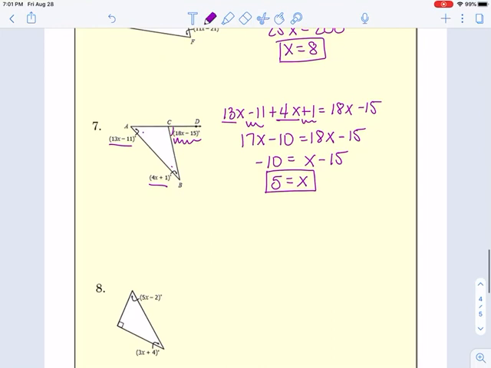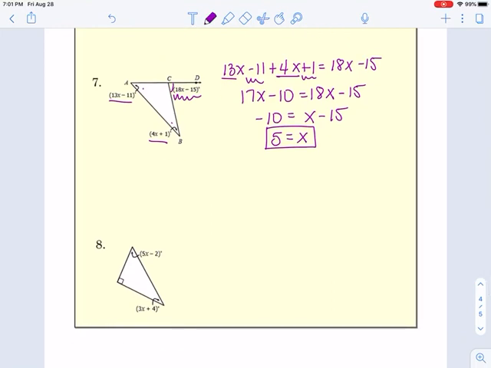And our last problem for today. In number 8, again, we have the 3 angles of the triangle. And again, all 3 angles have to add up to 180. And again, the fact that this is marked off here means that that is a 90-degree angle. So I will do 5x minus 2 plus 3x plus 4 plus 90 has to equal the 180.